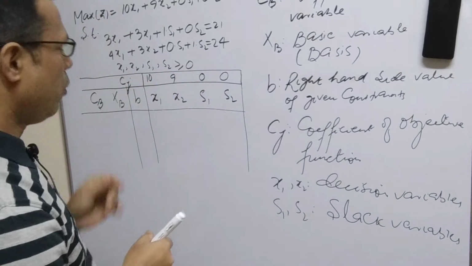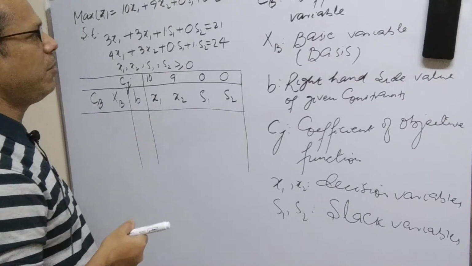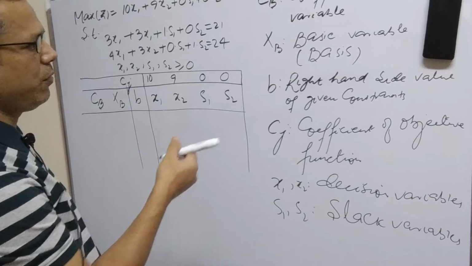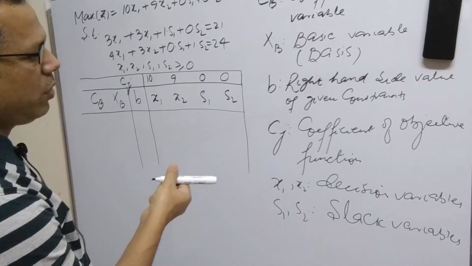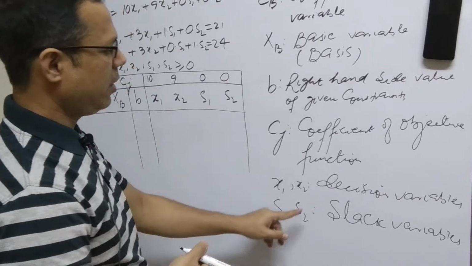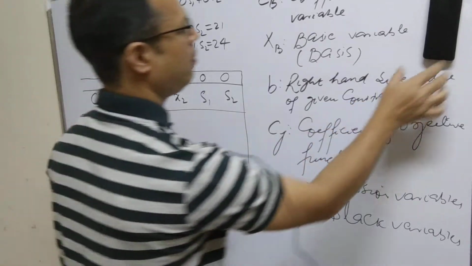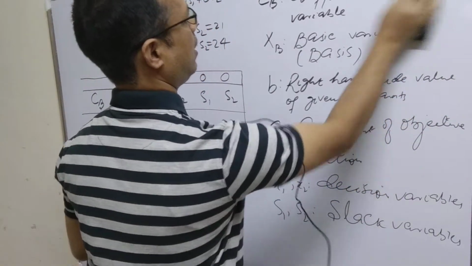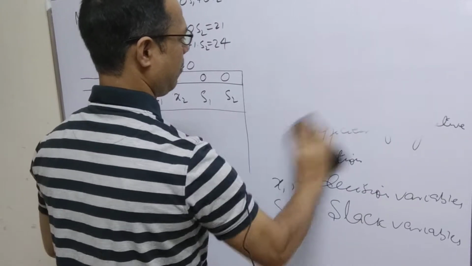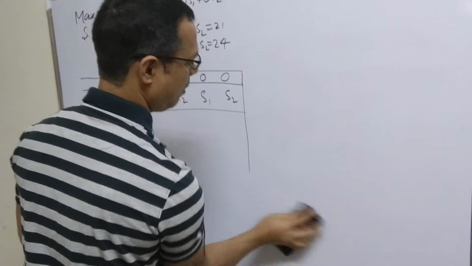Okay. So Cb is the coefficient of the basic variable, xb is the basic variable itself, b is the right hand side of the values of the given constraints, Cj is the coefficient of the objective function, x1, x2 are decision variables, which we have already seen in the other method also, and s1 and s2 are the slack variables we have introduced into the questions. So now you have got all these variable names. Now I am going to proceed step by step. You just need to remember the steps, then it is a very easy process.